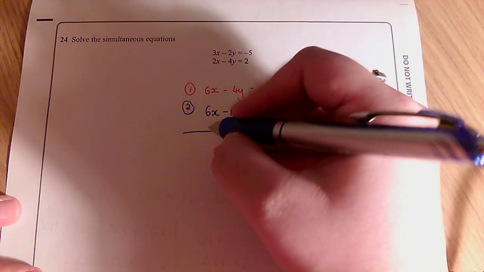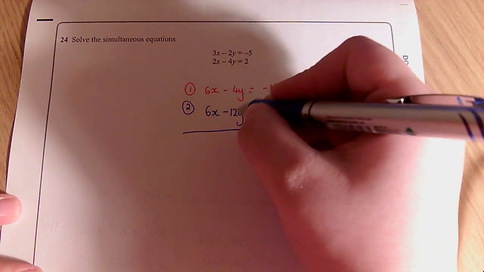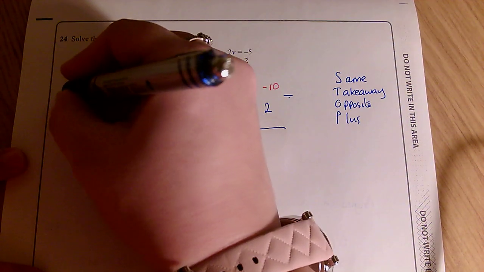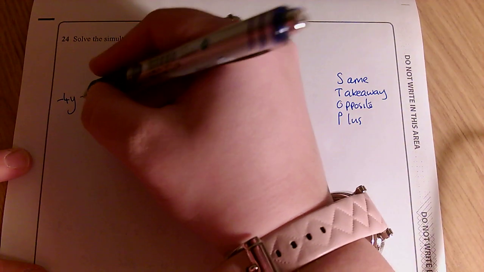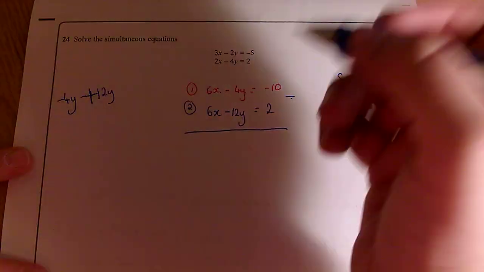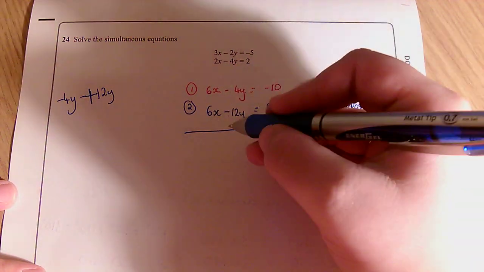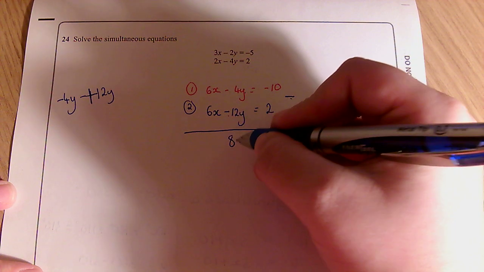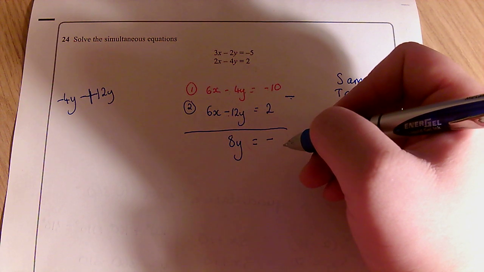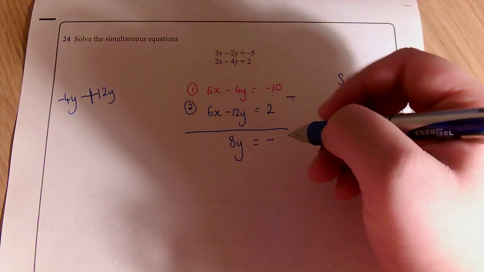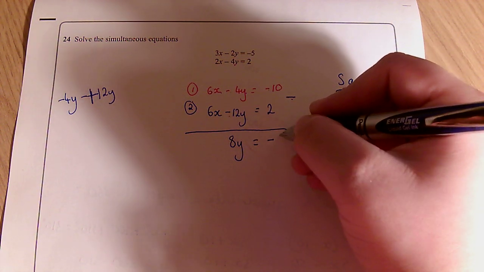So 6x take away 6x leaves me with 0x or nothing. Negative 4y take away negative 12y. Now if I were to write this out over here, negative 4y take away negative 12y, what I should remember is that that will turn into an add. So negative 4y add 12y leaves me with 8y. Negative 10 take away 2 gives me negative 12.